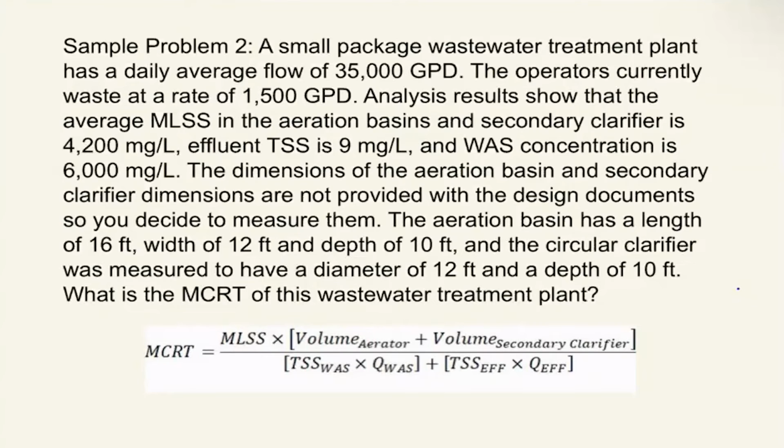So again, I provided our MCRT equation so we can verify if we have everything we need to calculate the MCRT. So we do have the daily average flow, which again is the effluent flow, the wasting rate of 1,500 gallons per day is the WAS flow, and then we have our MLSS concentration right here, the effluent TSS right here, the WAS concentration right here, and we don't have the volume of our aerator or the volume of our secondary clarifier, but we can use the dimensions to calculate it on our next couple slides.